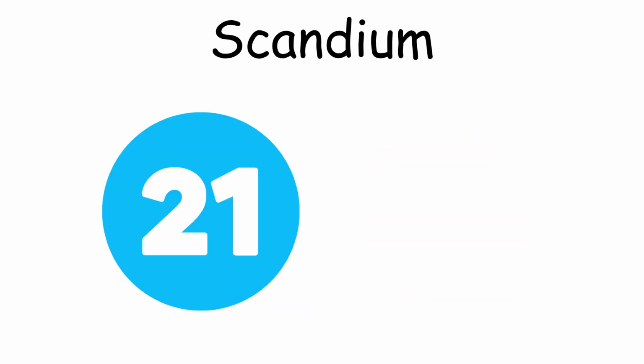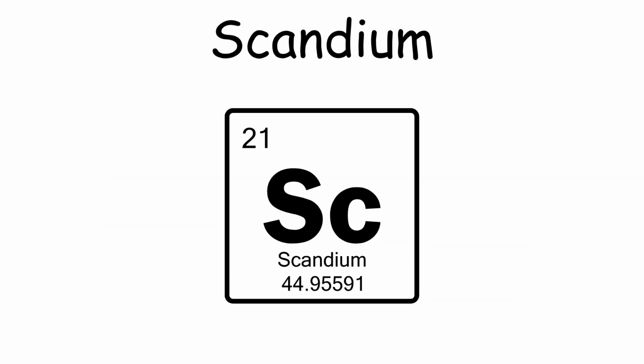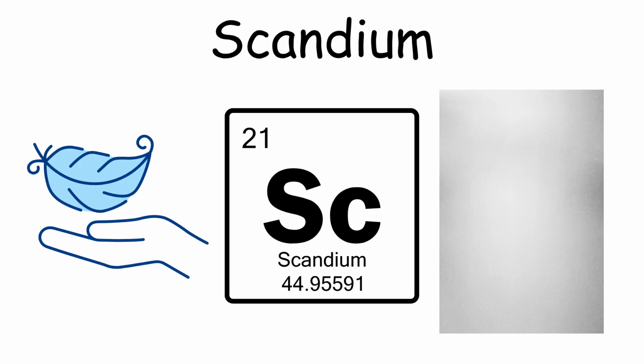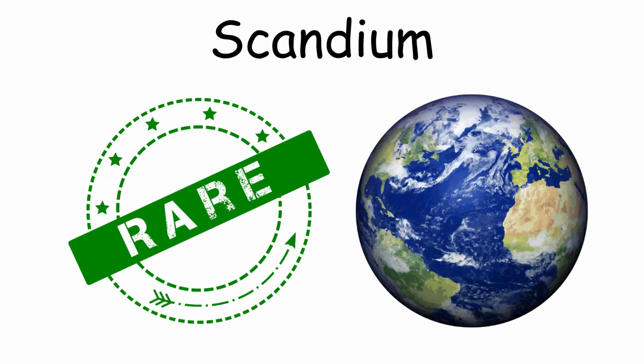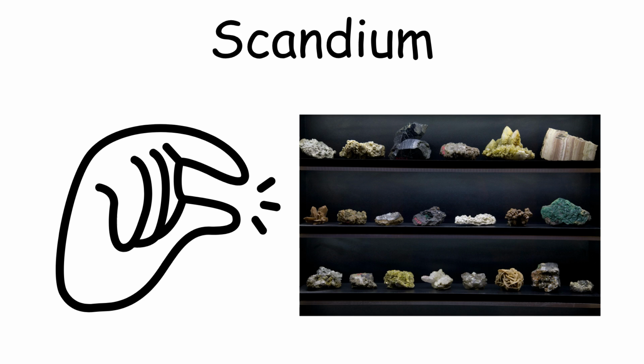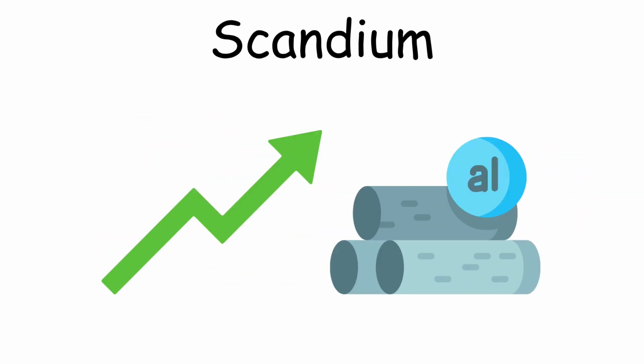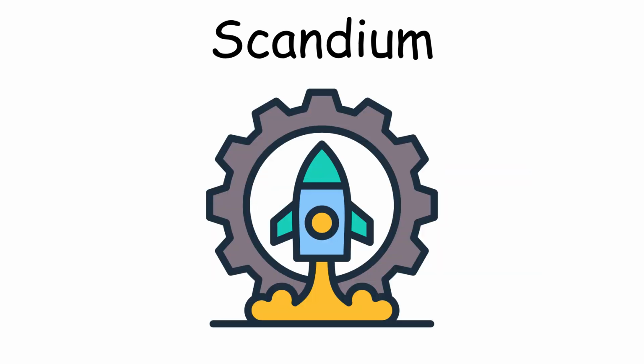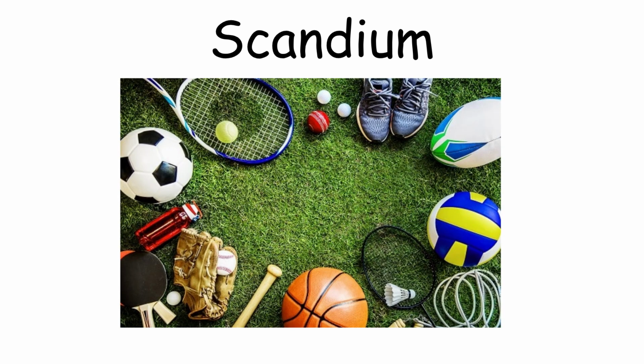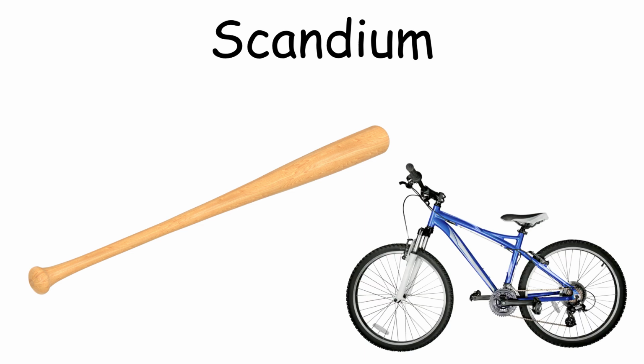The 21st element with symbol Sc, scandium, is a soft and silvery white metal that is relatively rare on Earth and found in trace amounts in many minerals. Its rarity limits its commercial uses, which include strengthening aluminum alloys and being used with these alloys in minor aerospace industry components and sports equipment such as baseball bats and bicycle components, which rely on lightweight materials.